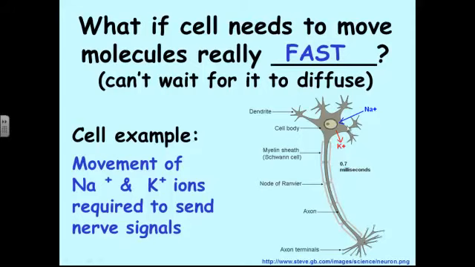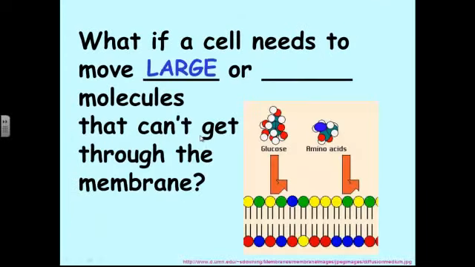I want that process to happen very quickly. And so diffusion isn't going to work that way. It doesn't go very fast. What if the cell wants to move something that's really big, or something that's polar, or ions that have a charge on them, and they can't get through those phobic tails? They don't like the phobic. We need ways to do those kinds of transport.